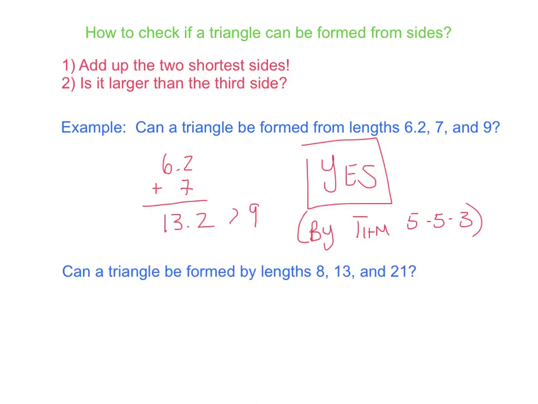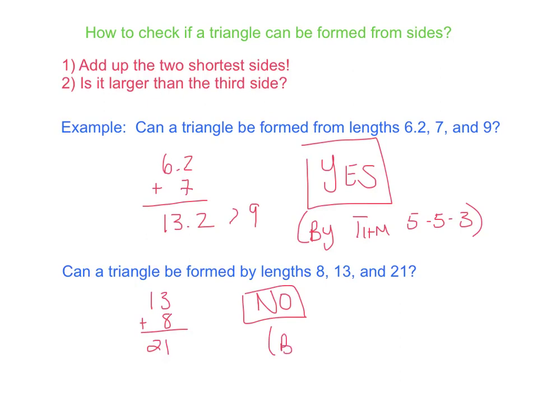Now, last example, this one is important. Can a triangle be formed by lengths 8, 13, and 21? Do the same process. Add up the two shortest sides, 8 and 13. So 13 plus 8 gives us 21. Is 21 greater than 21? Well, no, 21 is not greater than 21. And so therefore, we say no.